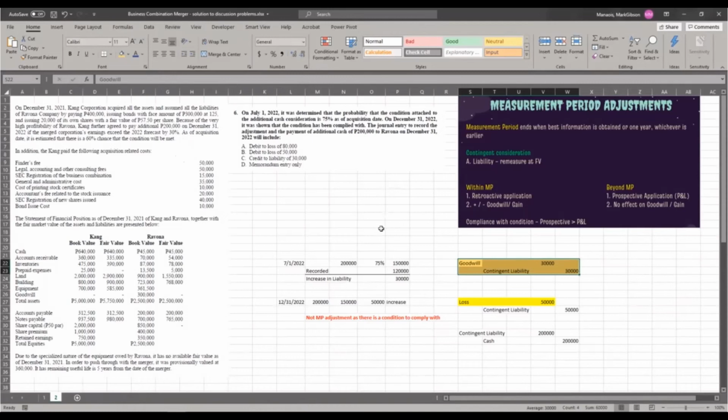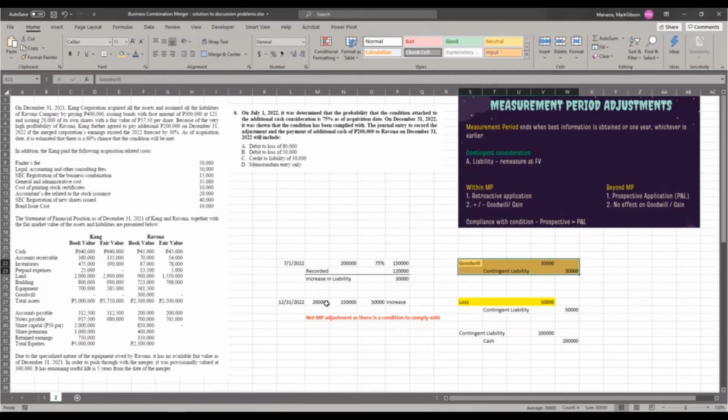So, unang tanong, is it within the measurement period? Well, the answer is yes. However, dahil meron siyang condition attached, sabi natin dyan, compliance with condition, prospective na lang yung approach. Yun na, medyo tricky, class, ha? In that case, we have to record it against your P&L. No? It's no longer against goodwill, even though it falls within the measurement period.